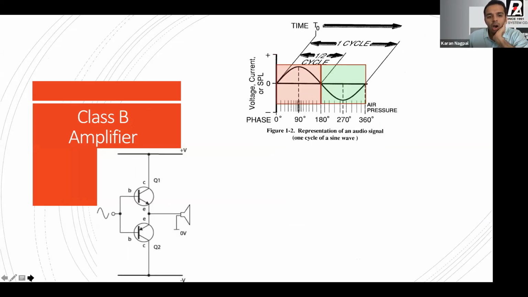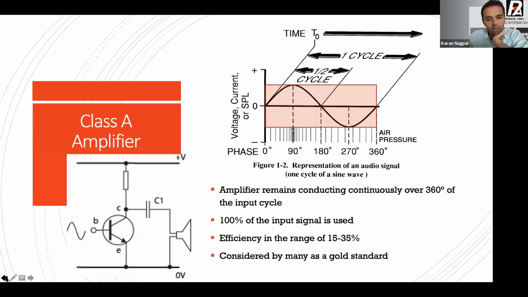So again, in a class B amplifier, does anyone want that in Hindi? Okay, in a class A amplifier, your amplifier is used for the entire input cycle. As your input signal goes from 0 to peak, back to 0, back to negative peak, your output stage is continuously conducting.